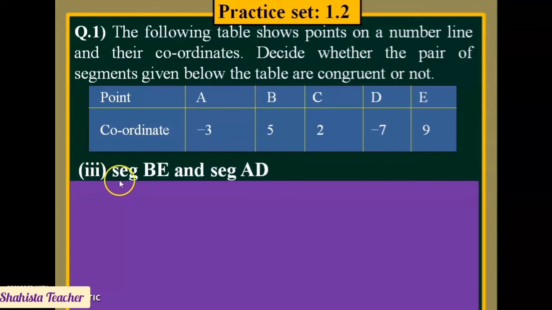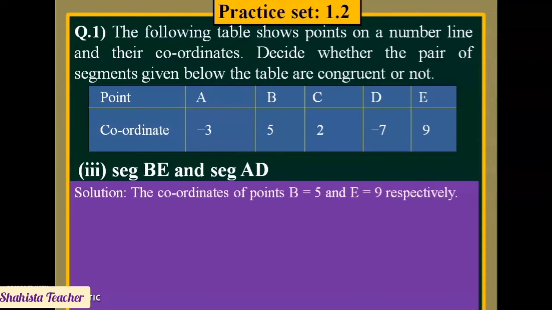So here solution, segment BE. The B coordinate is 5 and the E coordinate is 9. So here we will put solution: the coordinate of B is equal to 5 and E is equal to 9 respectively, because it is given in our question.